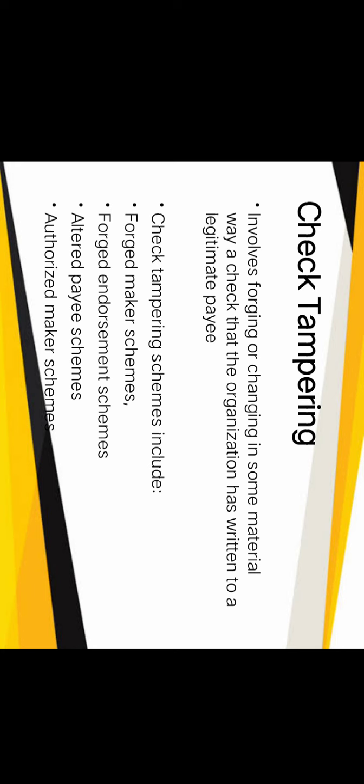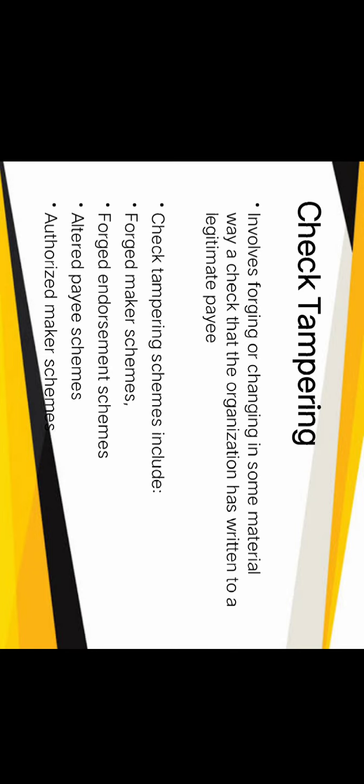So, pwede rin concealed check schemes. Dito naman, nakahalo yung mga fraudulent check sa iba pang mga checks. So, para pag pinirmahan ng authorized na pipirma is hindi mahahalata. And last is authorized maker schemes. So, dito naman may hawak siyang blank check na napirmahan na ng authorized na pipirma ng check. Then, ilalagay niya na lang yung name niya dun sa receiver.